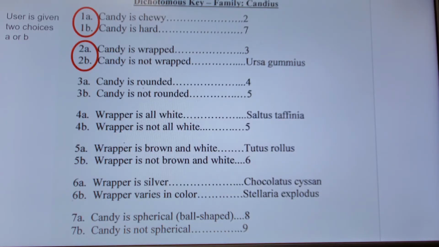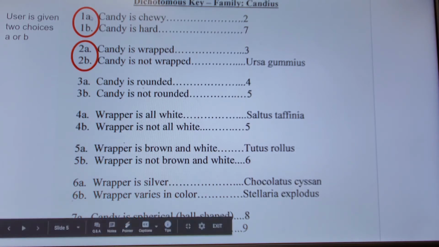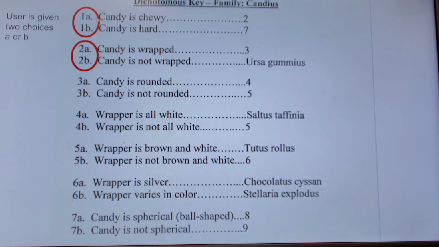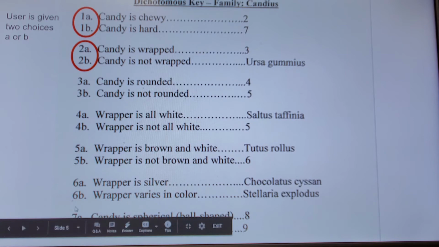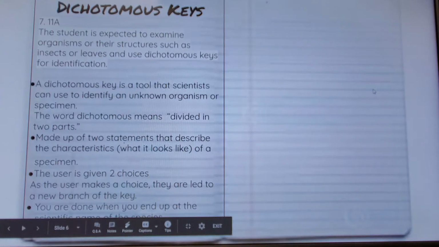So here's an example. The user's given two choices, and in this case, they did number them A and B, which makes it easier. So every step, depending on here, it says if you're hard candy, you're going to go all the way down to 7. But even at 7, you're given two choices.